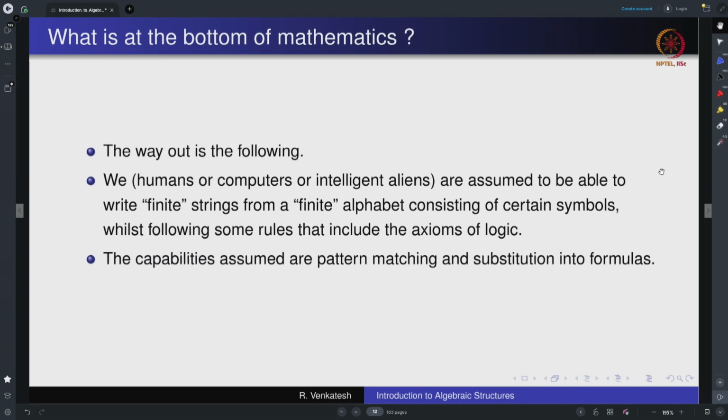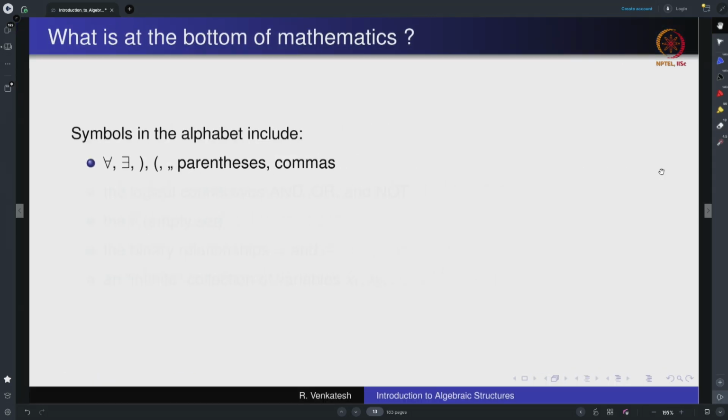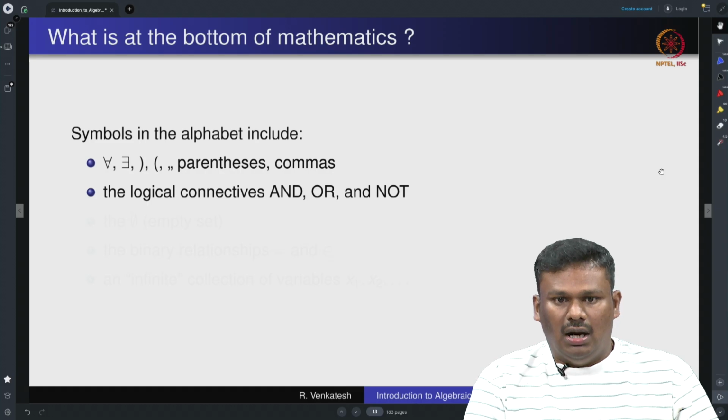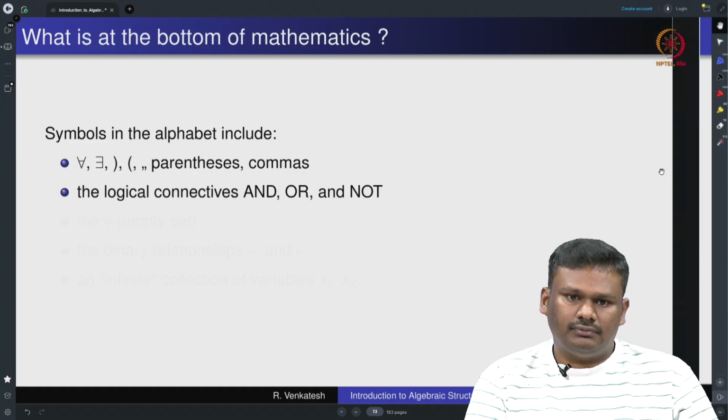So, the capabilities assumed are pattern matching and substitution into formulas. This is all we have. The symbols in the alphabet include for all, there exist, parentheses, commas and so on. The logical connectives like and, or, not should also be used.